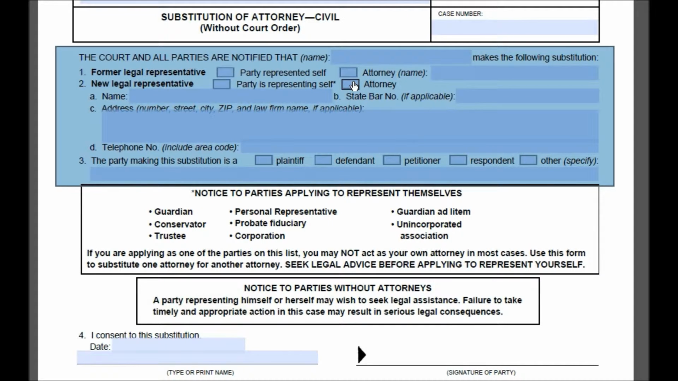So if you are going to go forward with a new attorney, you have to fill out boxes A, B, C, D here. If you are going to add a new attorney on, you have to put the attorney's name right here, the state bar number right here. Every attorney in California is going to have a state bar number. The "if applicable" is not going to really apply. I guess the "if applicable" part only applies if you are having the party represent themselves, in which case they're not going to have a state bar number.